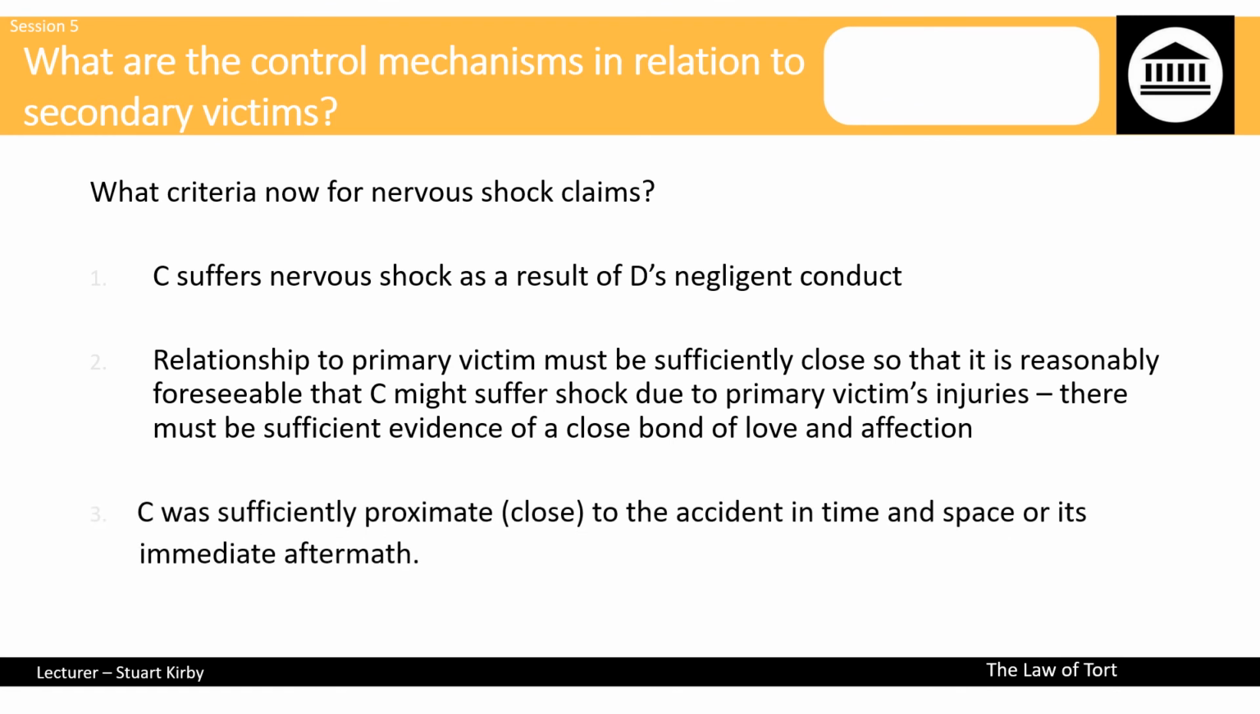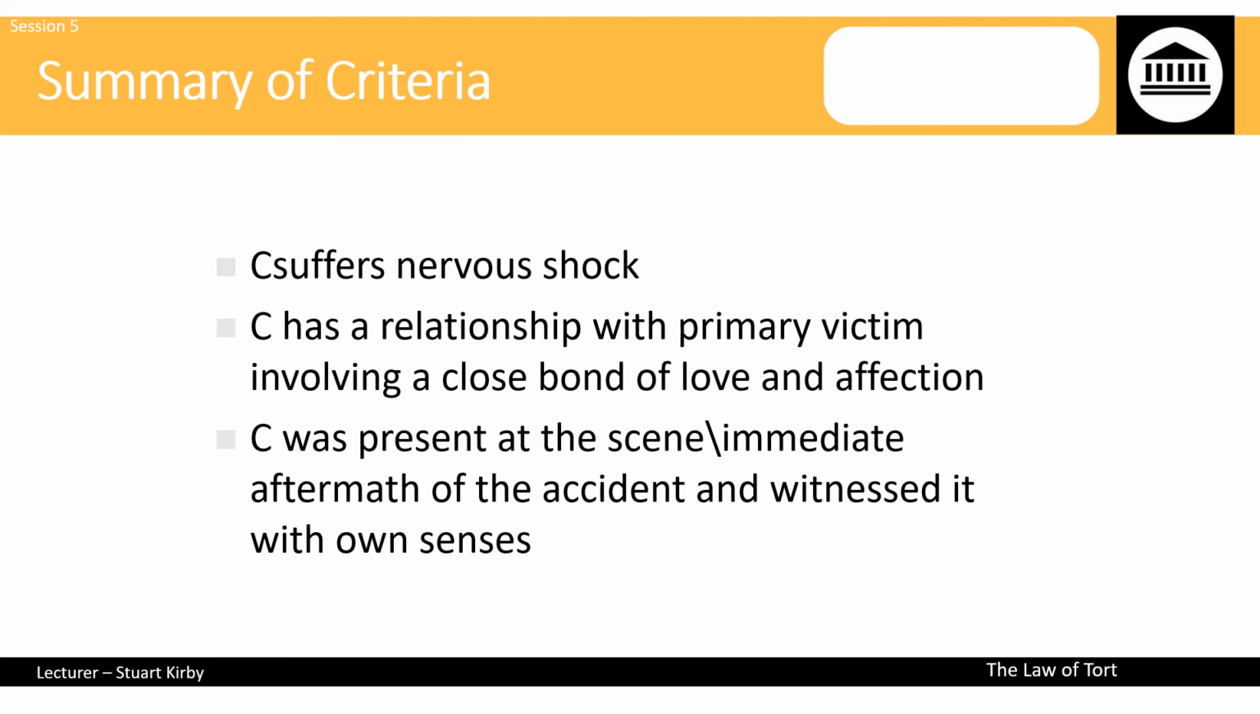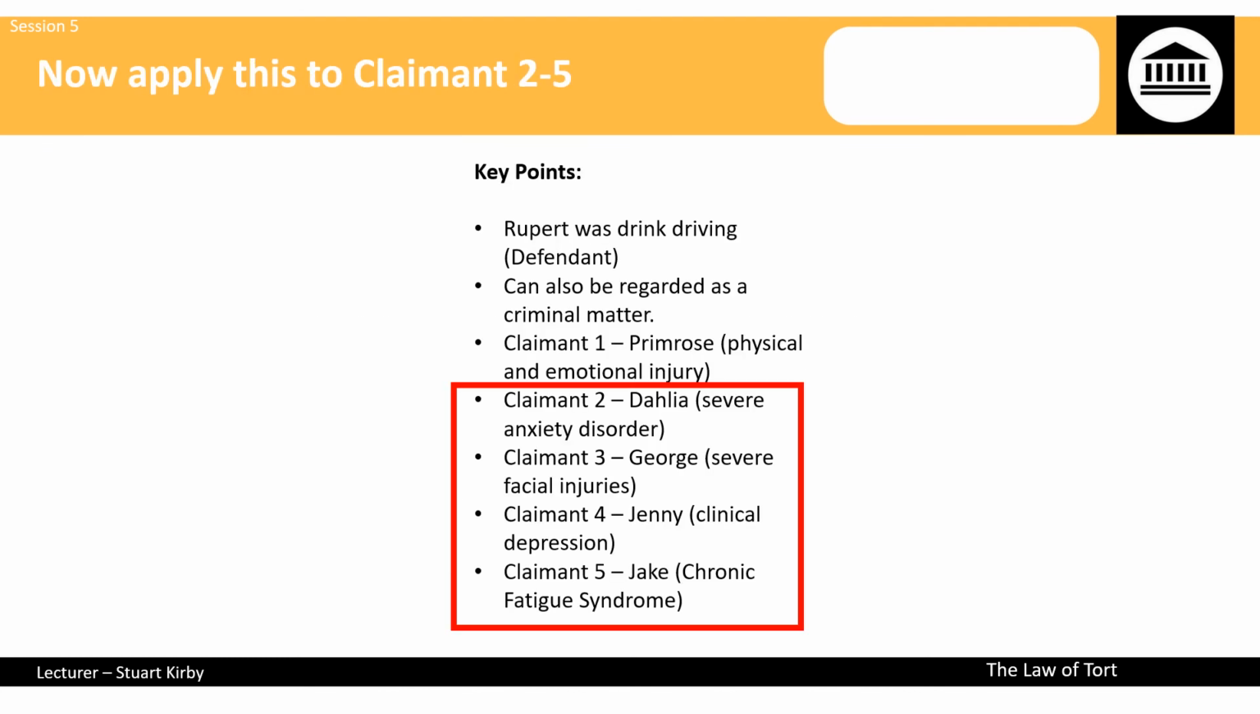And we know that in relation to Jenny, she was actually there when the incident happened. In relation to Jake, I believe he was called an hour later and received the news over the phone. So you need to assess whether there was sufficient proximity in terms of the immediate aftermath. So yeah, that's what you're going to be doing with really the last couple of paragraphs, focusing on Dahlia, Jenny and Jake in regards to whether they have a claim against the defendant for nervous shock.